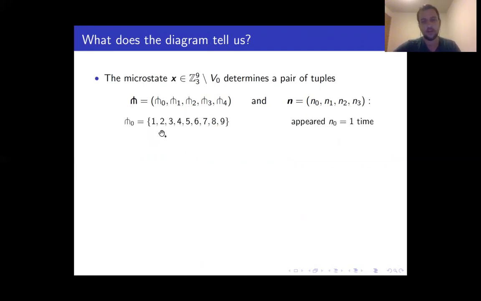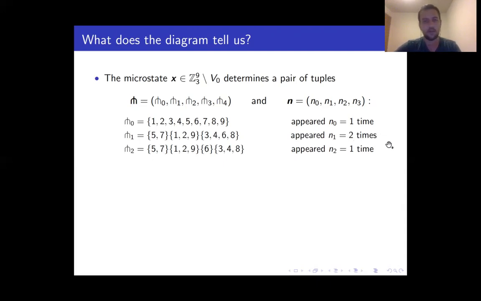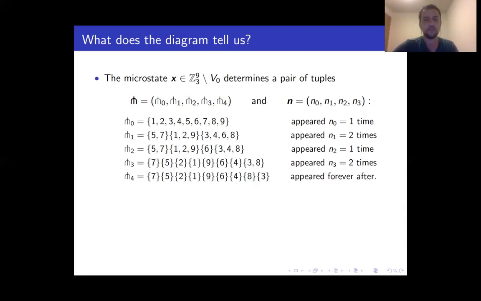The 0th one is the trivial partition, and that appeared only once at the top. Pitchfork 1 was the next one that we saw, and that one appeared twice in a row. We saw this one only one time. We saw this one twice. And then this one appeared for every mod 3 to the n for every n greater than or equal to 7. So this was the final one that was distinct.